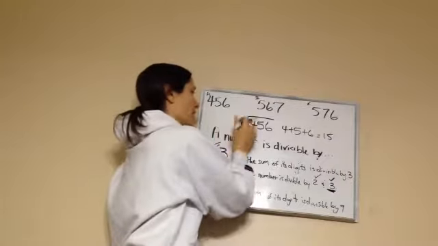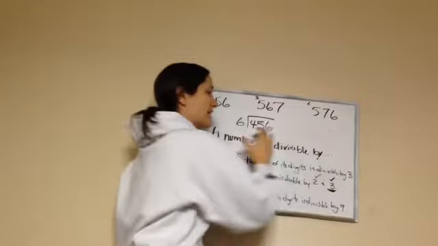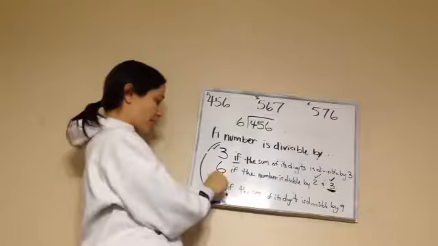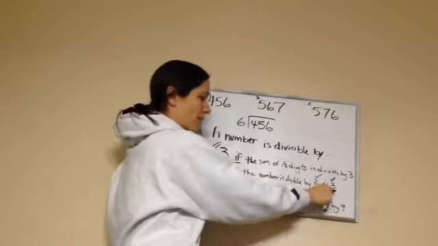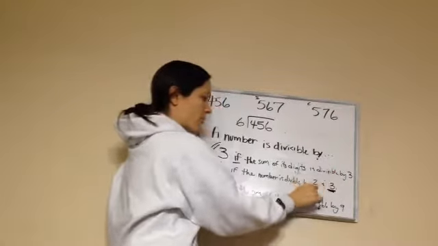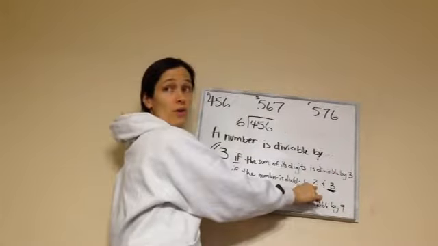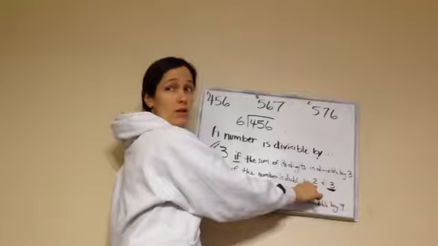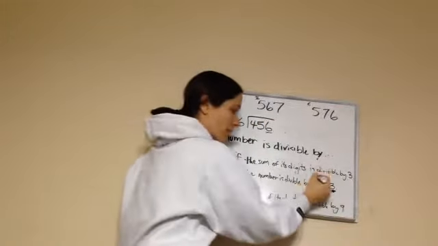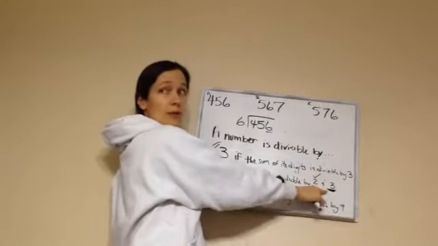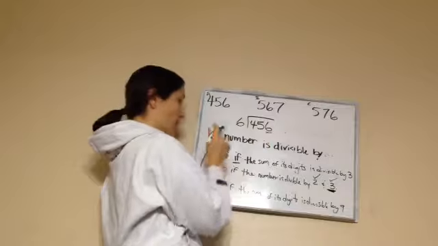Okay, now, is this number divisible by 6? Let's go back down to this rule. It's divisible by 6 if the number is divisible by 2 and 3. Well, let's see if it's divisible by 2. How do we know? If it's an even number, very good. And then it's divisible by 2. And then is it divisible by 3? Yeah. We've already discovered that one. So yes, 6 works. Check mark.